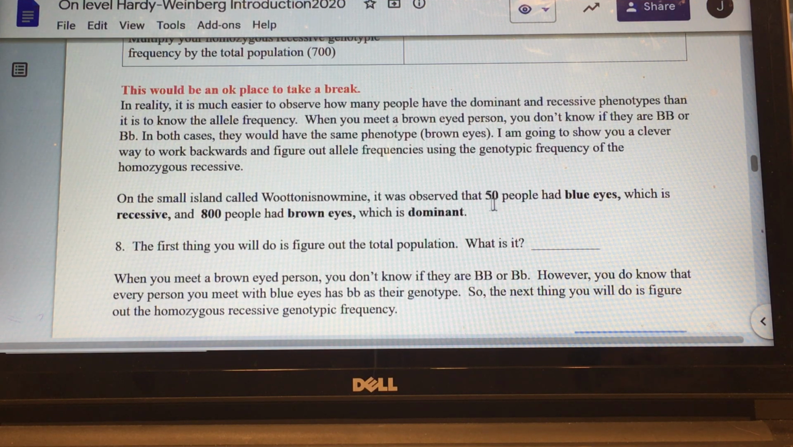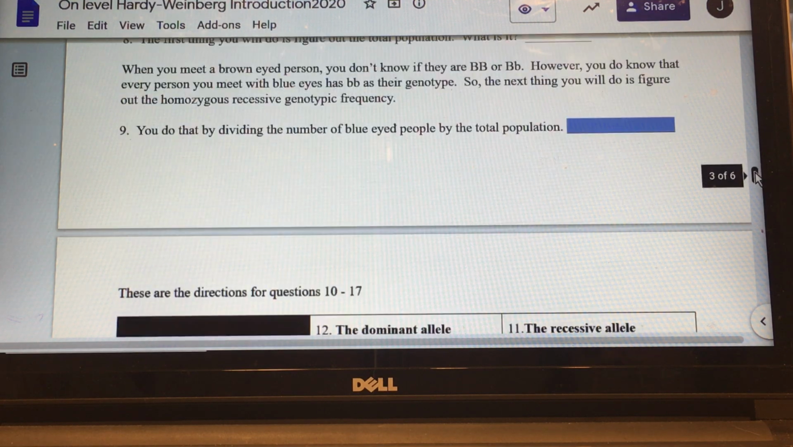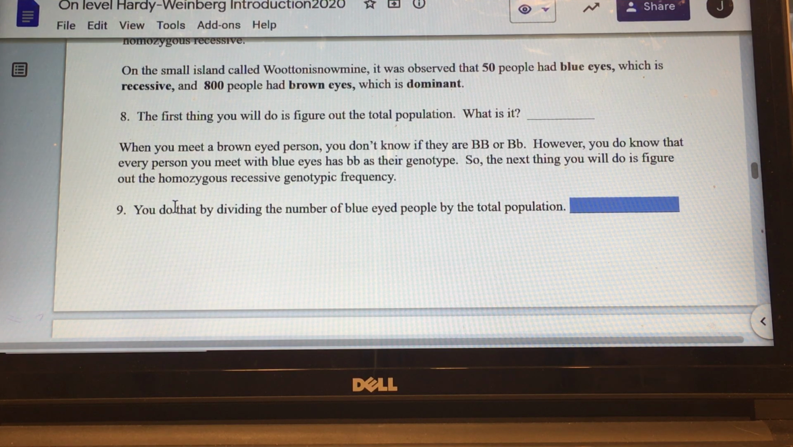But this is the key information here. If we can figure out the phenotypic frequency of blue-eyed people, we can also figure out the genotypic frequency of the homozygous recessive genotype. So we would take 50 divided by 850, and that answer goes here. So we're dividing the number of blue-eyed people, which was 50, by the total population, which was 850. And so our answer to number 9 goes here, and it's going to be a decimal.